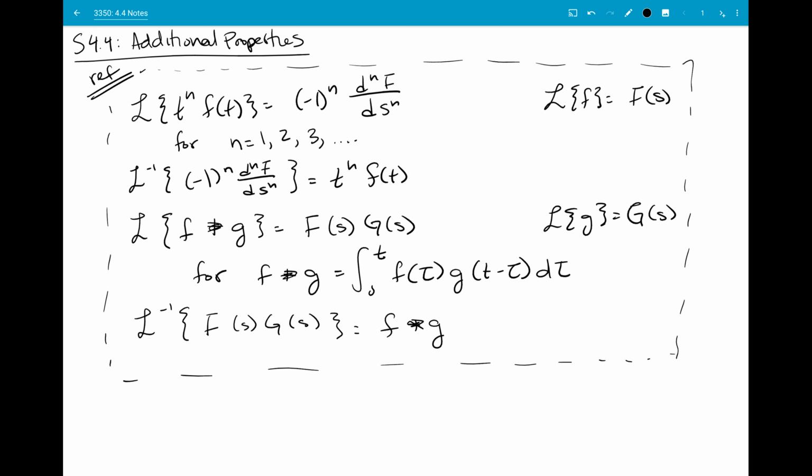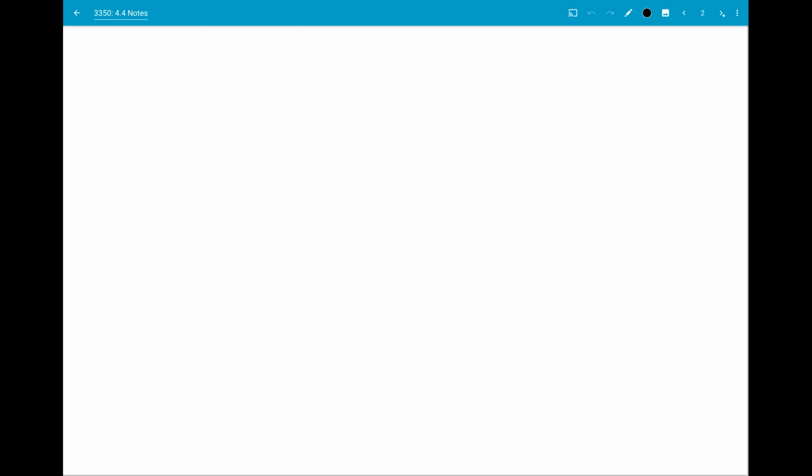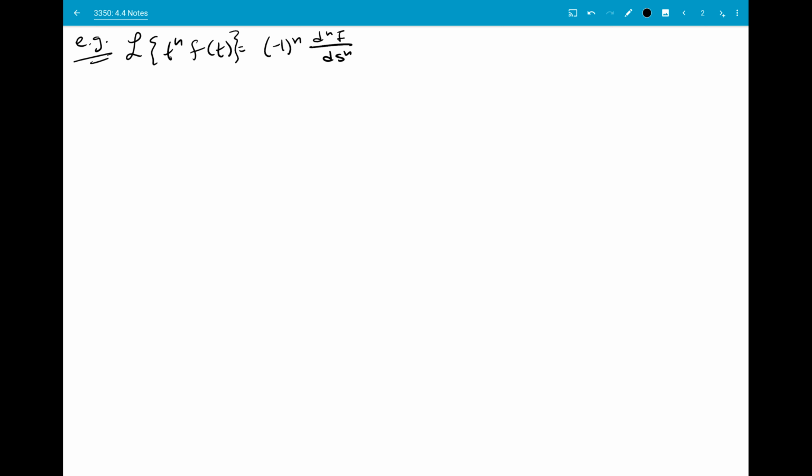I'm going to go ahead and do the first example because I think we can fit it in here. We're going to be trying to use that property that L of t to the n times f of t is equal to minus 1 to the nth derivative of F with respect to s. And the example we're going to apply that to is L of t sine kt.